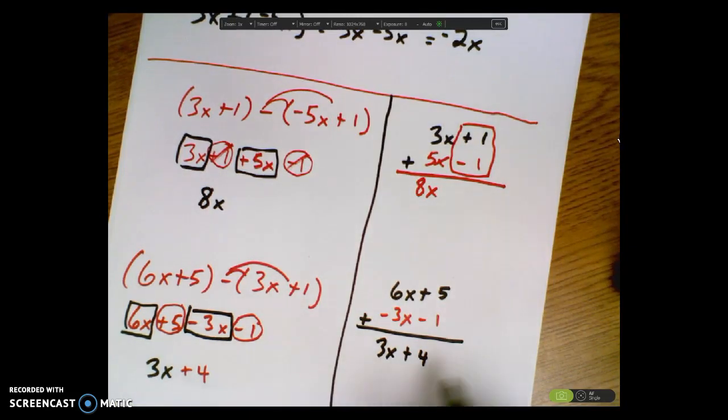So we get the same answer either way. I'm not picky about what method you choose. Try them both out and give them a shot. See which one you like.